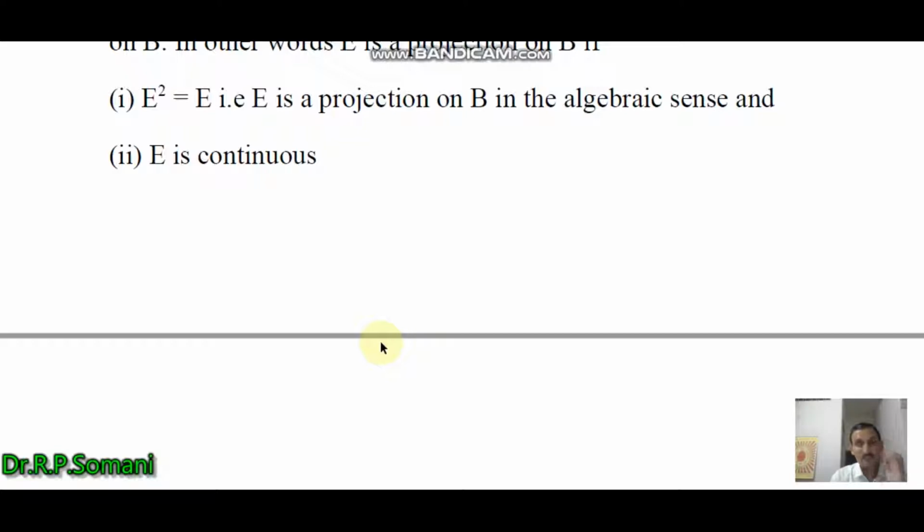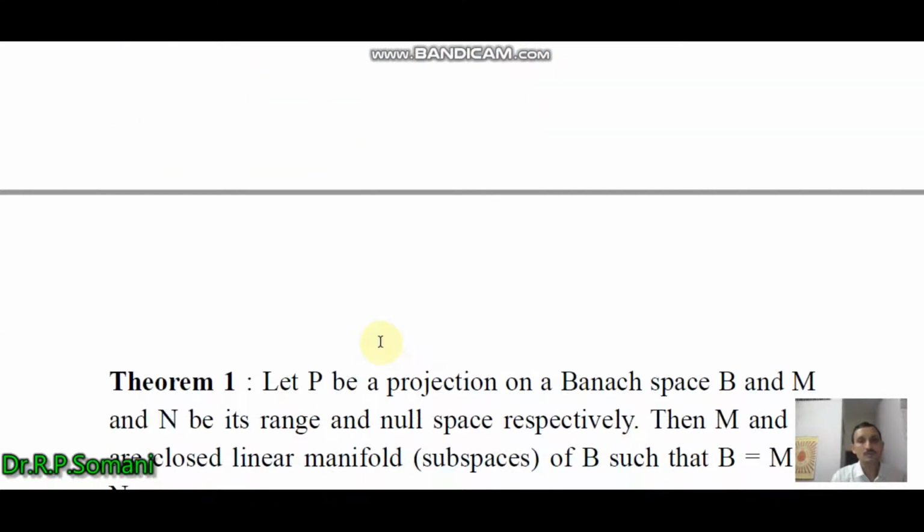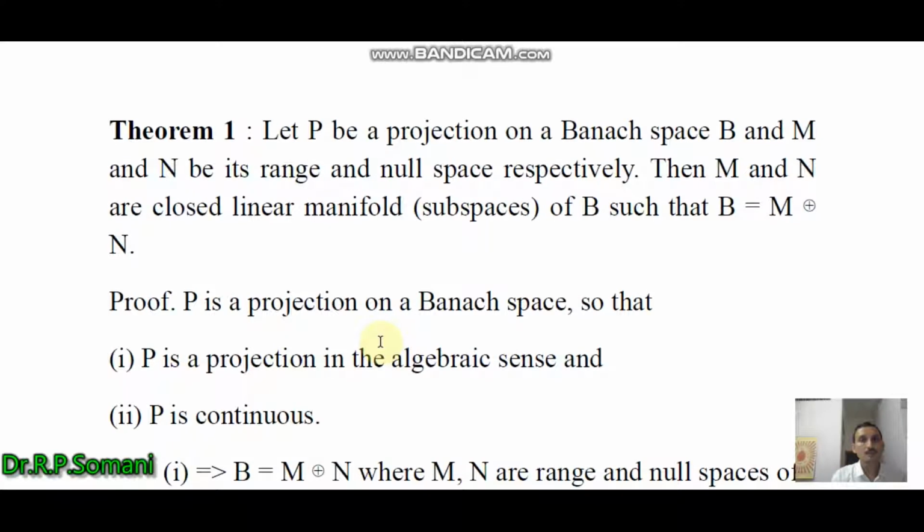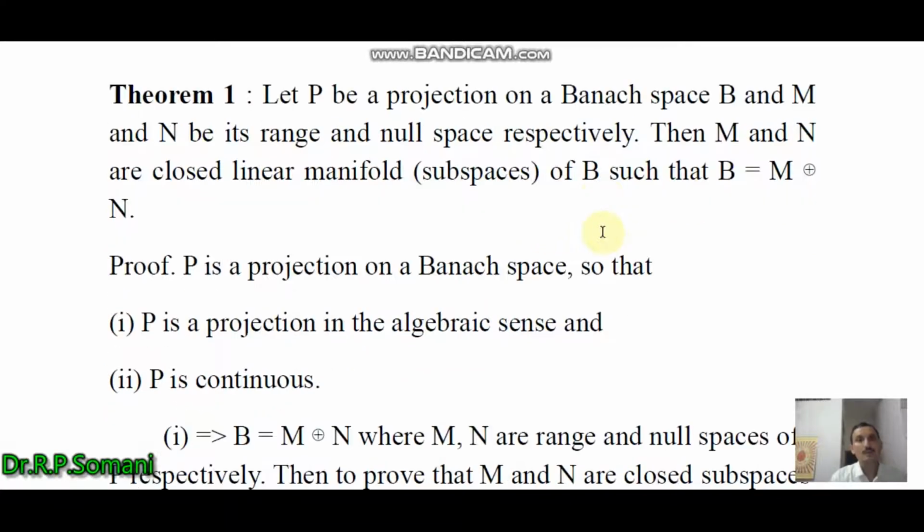On the basis of projections, we have two theorems. The first theorem tells us: let P be a projection on a Banach space B, and M and N be its range and null space respectively. Then M and N are closed linear manifolds or subspaces of B such that B equals the direct sum of M and N. So if we have any projection, then we are able to find M and N as its range and null spaces such that B is the direct sum of M and N.